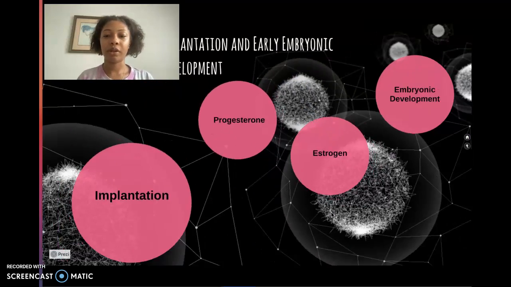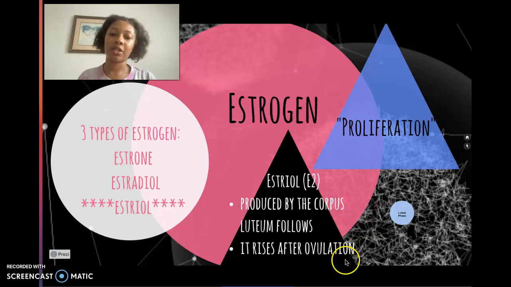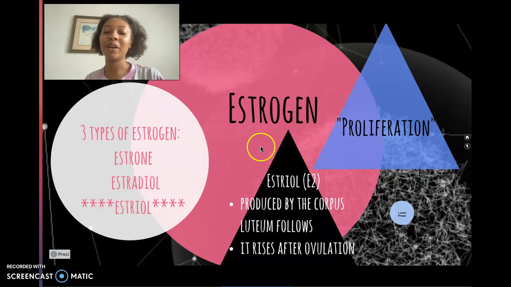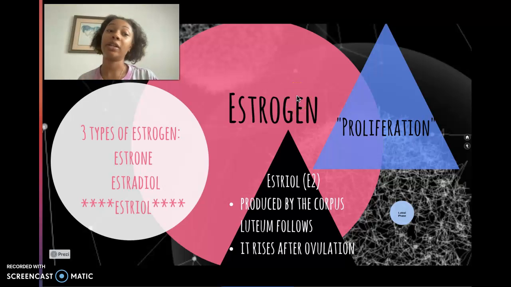So moreover, we're going to talk about estrogen. There are 3 types of estrogen. You have estrone, estradiol, and estriol. So we're going to focus on estriol as it is produced by the corpus luteum as well, and it's going to rise after ovulation. It's also responsible for proliferation.